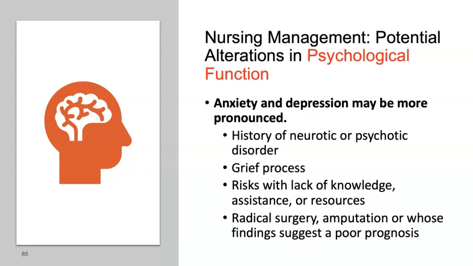Moving on to psychological function, anxiety and depression may occur in the postoperative period. These states may be more pronounced in the patient who has had radical surgery, an amputation, or whose findings suggest a poor prognosis. Pay attention to the history of individuals who have neurotic or psychotic disorders. The responses may be part of the grief process. Risks include lack of knowledge, assistance, or resources. So there may be an overwhelming, what am I going to do now? And it may be more pronounced, as I've said, in the patient who's had a radical surgery, amputation, or whose findings suggest a poor prognosis.